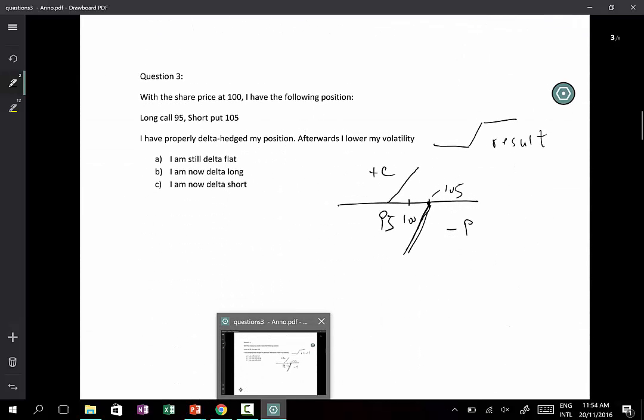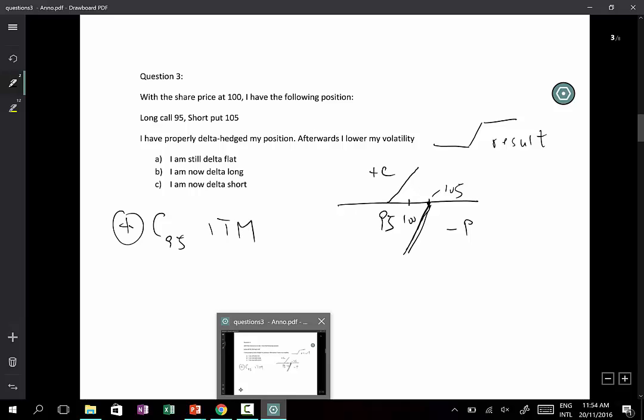So you are long a call at 95, and you are short a put. So you're actually long a call at 95. Now this one is in the money. That's the first thing to recognize. And you are short a put at 105. This one is also in the money.